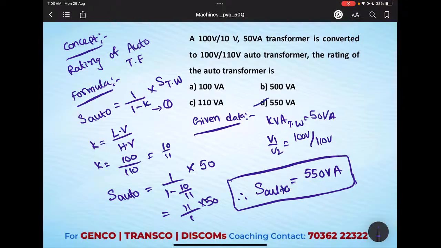Okay, is it clear? So from this question what we need to understand is, if you remember the basic formula of auto transformer rating, that means S auto equal to 1 by 1 minus K into two winding transformer, and we need to know how to calculate K, then this question is very simple. This is also repeated in many competitive exams. If you are strong at your basics, you can solve any type of question in electrical machines. No need to panic by seeing the question.